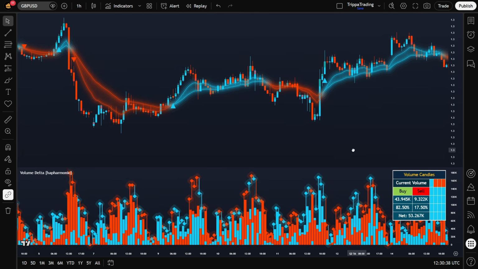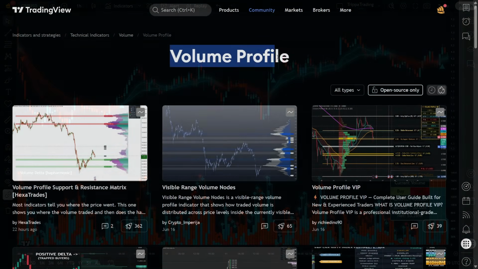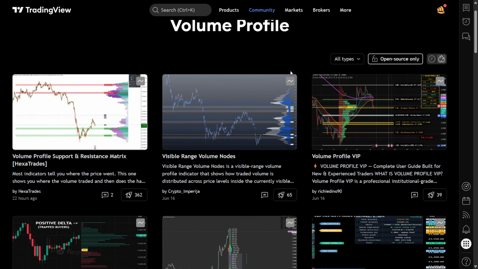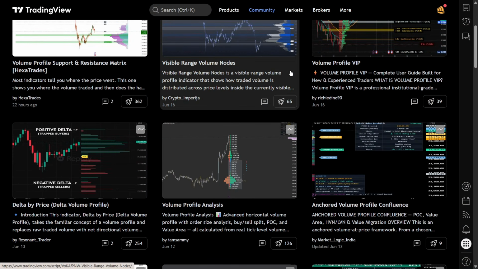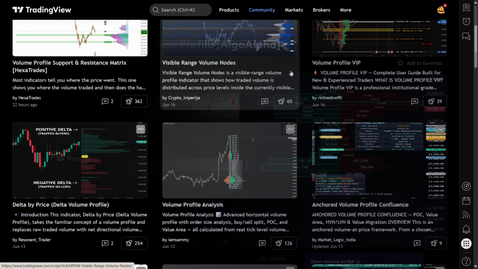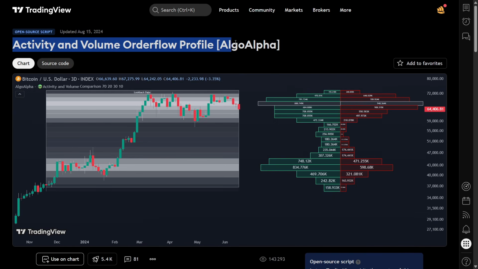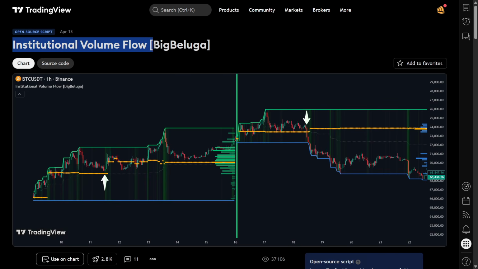or that move. Now let's move to volume profile indicators, which are very useful for identifying important price zones based on where market activity was concentrated. The first one is Activity and Volume Order Flow Profile by Algo Alpha. What makes this one strong is that it does not only show total volume by price range, it also separates buying and selling volume, which gives you a much better read on whether a key level is backed by stronger buyers or stronger sellers.